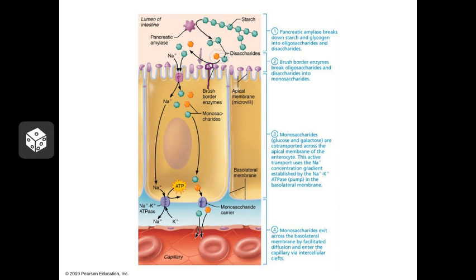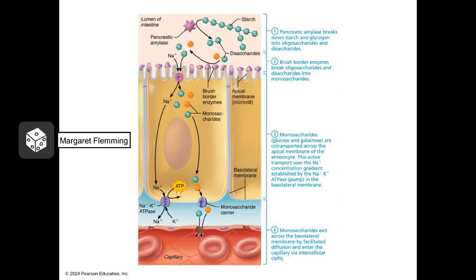Now, some of those brush border enzymes will be maltase. They break down maltose. We would also have sucrase. They will break down sucrose. And then finally lactase, which breaks down lactose. They have the ability to break these disaccharides down into monosaccharides. Once they are at the monosaccharide level, they can be absorbed. Let's take a look at that.